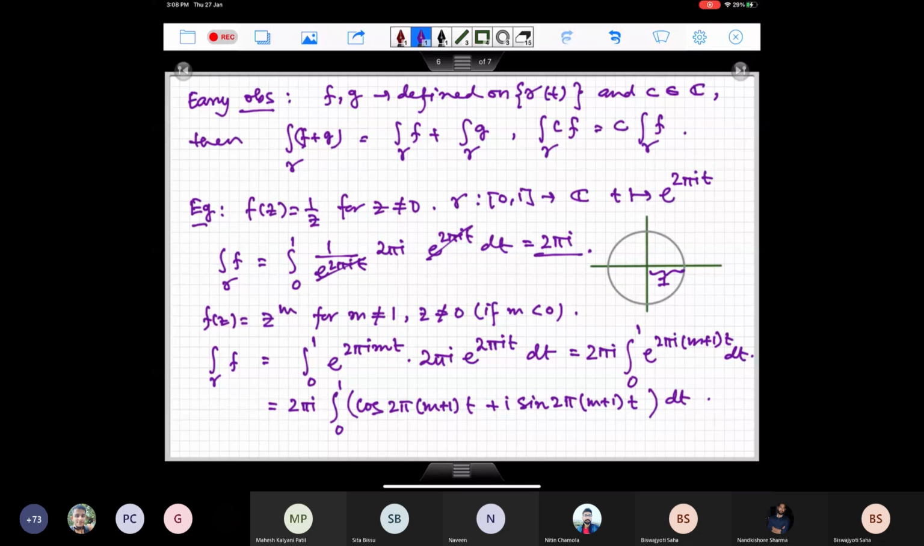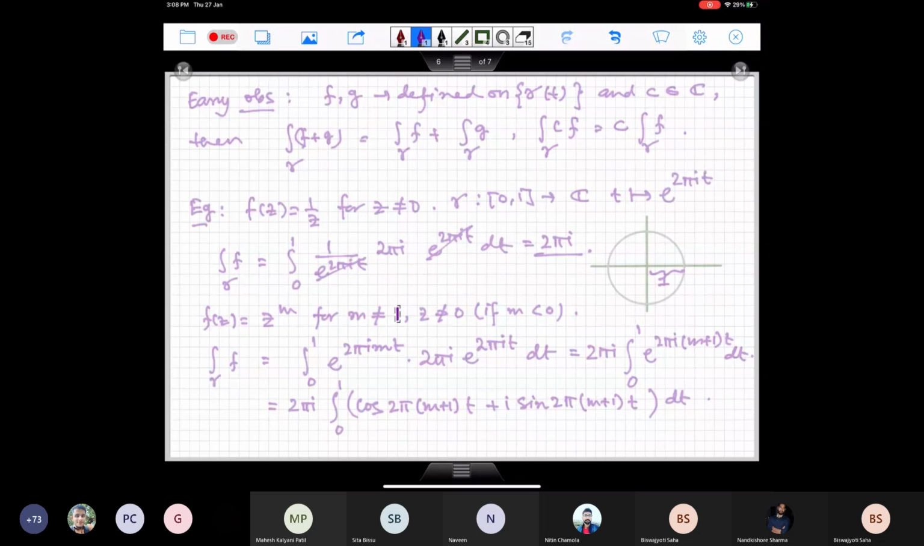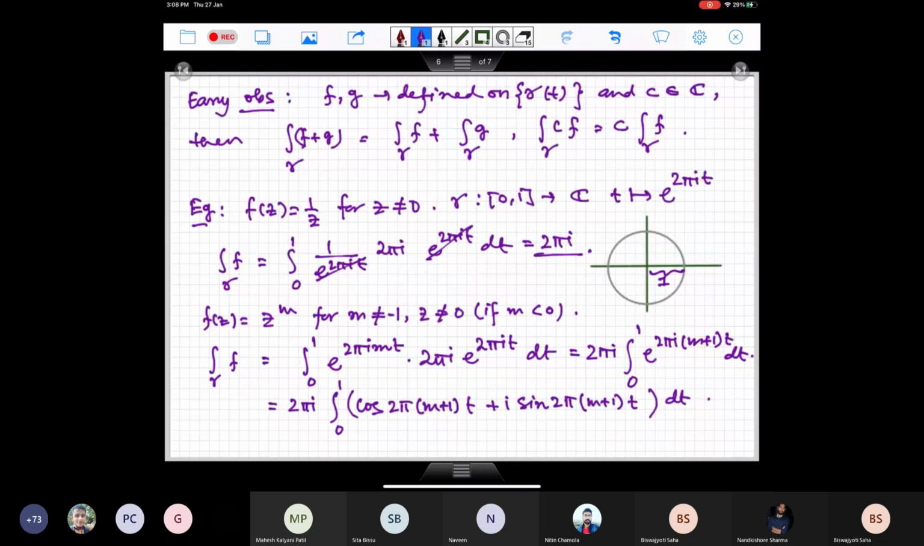Okay, so here notice one thing, my m is not equal to 1, not equal to minus 1. Sorry, what did I write? This should be minus 1. I wanted to write minus 1, because I have already taken care of 1 upon z. So here m is not equal to minus 1. That is what I am taking. So therefore m plus 1 is a non-zero integer.